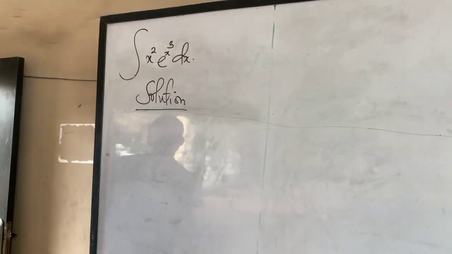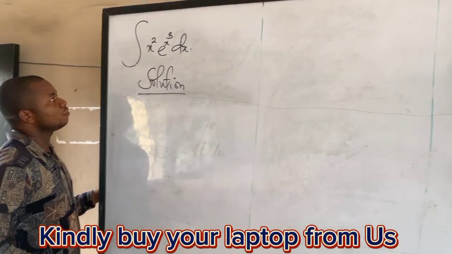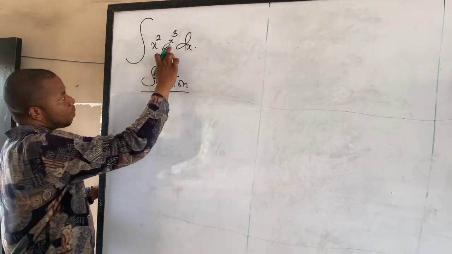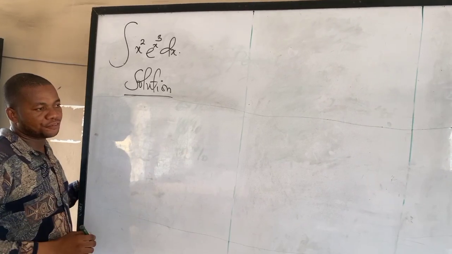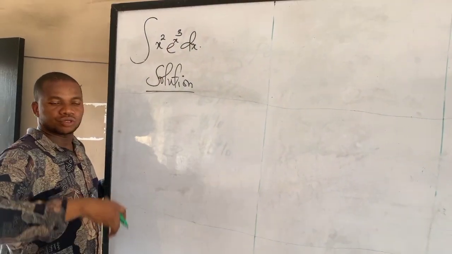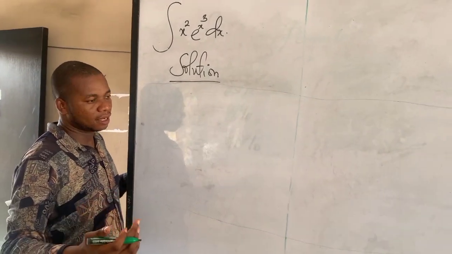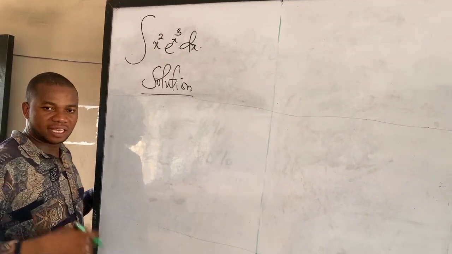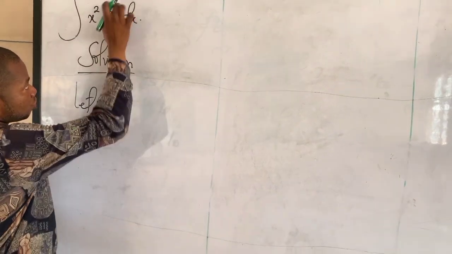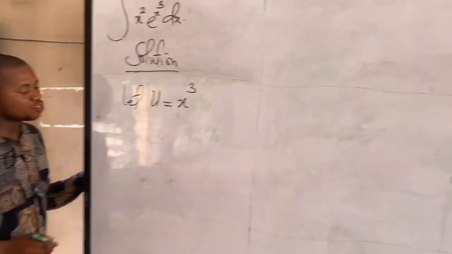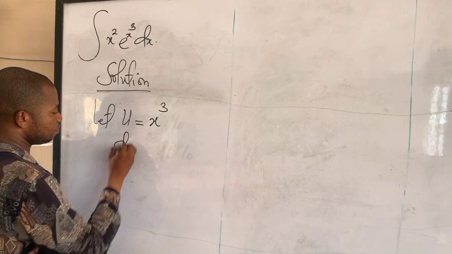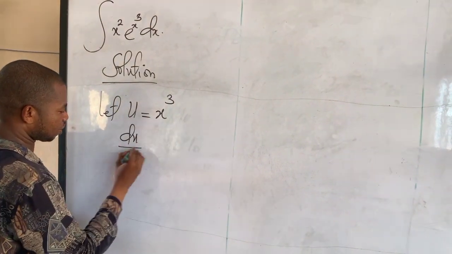Solution. Now, for you to make life easier for yourself, you pay attention to the power on that exponent you are having. What is the power? x cubed. So now I'm going to substitute this x cubed with a letter of my choice by saying let u be equal to x cubed. By virtue of this, I'm going to differentiate u with respect to x, giving me du/dx.